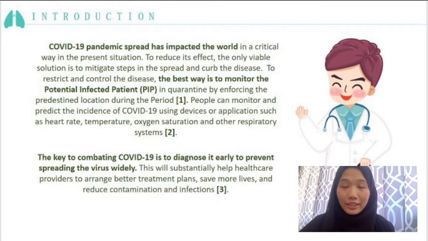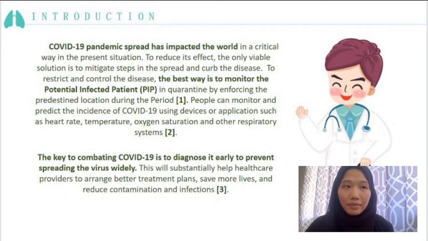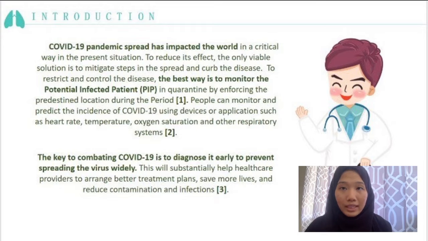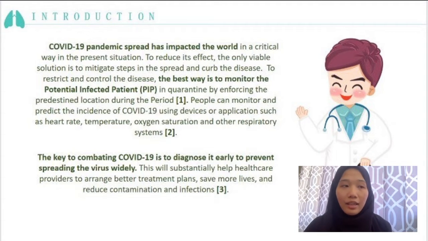For the introduction, the COVID-19 pandemic spread has impacted the world in a critical way in the present situation. To reduce its effect, the only viable solution is to mitigate steps in the spread and curb the disease. To restrict and control the disease, the best way is to monitor the potential infected patient, which is called PIP, in quarantine by enforcing the predestined location during the period.